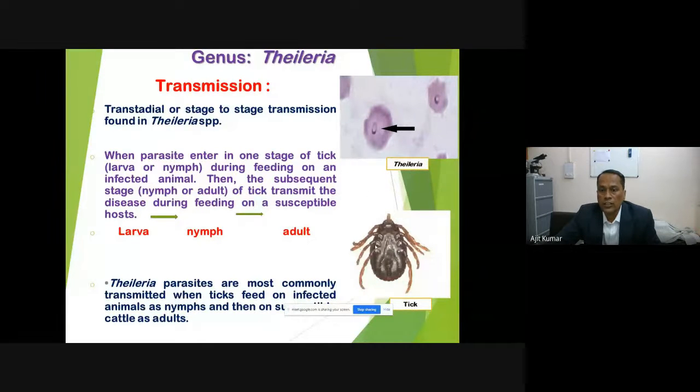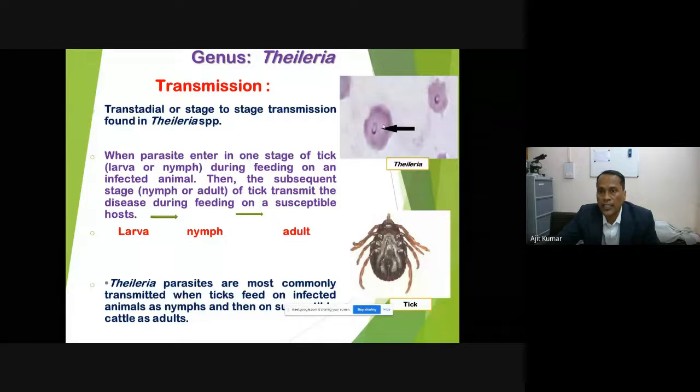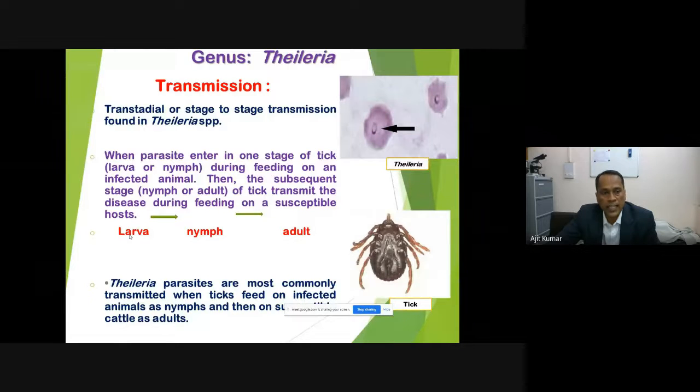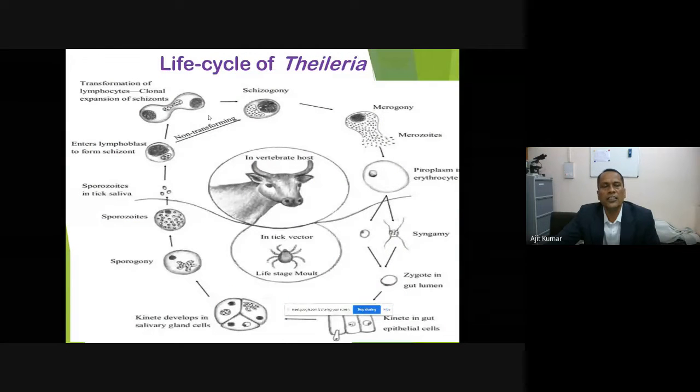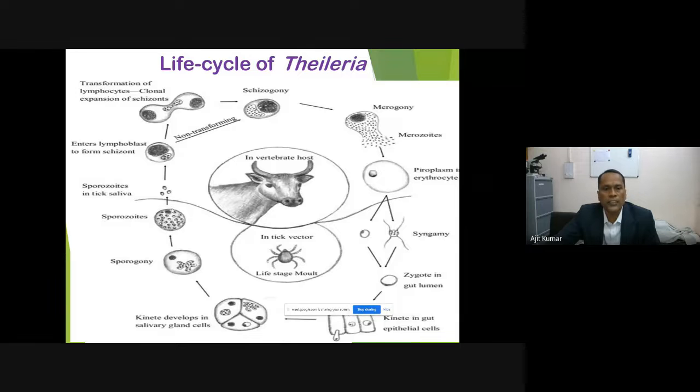This is the transmission. The tick lays eggs, the larva develops into a nymph, and after metamorphosis becomes an adult tick. If a larva picks up the infection during blood sucking from a Theileria-infected animal, the infection is transmitted to the nymph and then to the adult. Every stage of the tick transmits the infection during blood sucking of a susceptible host. This is known as stage to stage transmission in the tick. This is the life cycle of the tick. During blood sucking, the sporozoite, the infective stage of Theileria, is inoculated into the host, and it then develops into the piroplasm stage inside the RBC.